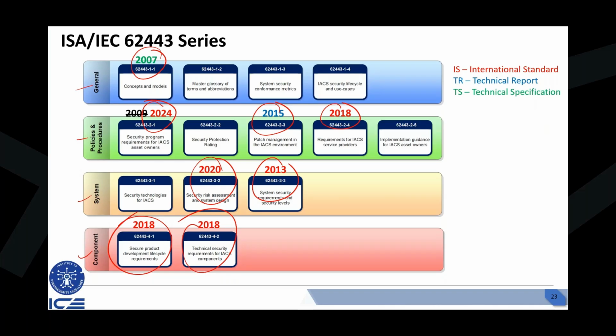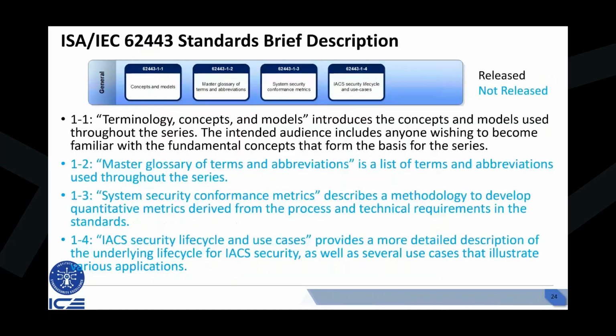Within the blue section, which is the general section, the way these slides are laid out, black means they have been released. This is just to make sure you can quickly look at it and understand that anything written in blue over here is not released yet. So 62443-1-1 is the only one that is released yet, and it basically defines the terminology, concepts, and models.